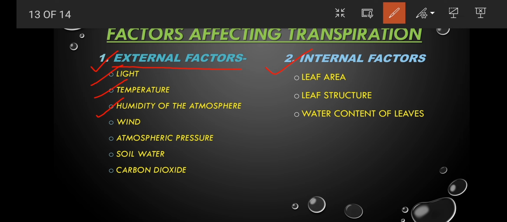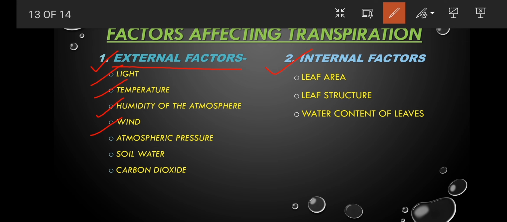The next factor is wind. If wind velocity is high, the rate of transpiration is also high, as wind removes humid air from around the leaves, due to which a difference occurs between the inside and the outside water vapor, which can be maintained through the wind. But if a very high wind velocity is there, it can cause the closure of the stomata, which is going to result in a decrease in the rate of transpiration.